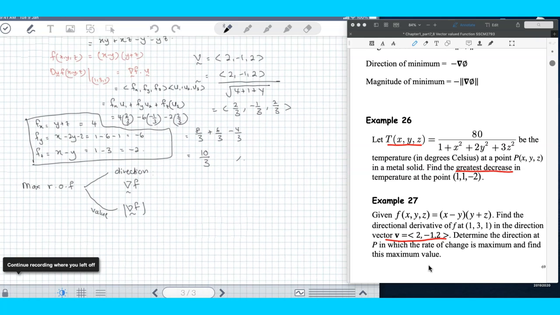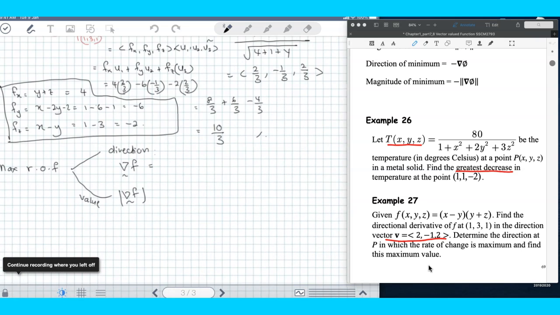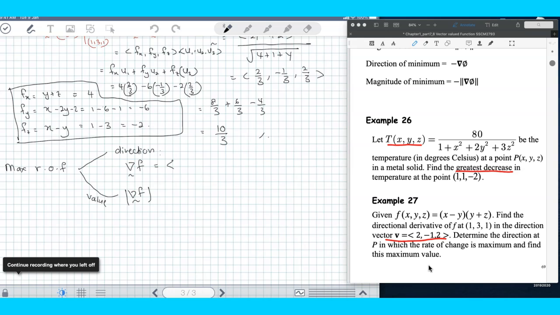So now we obtain the direction, which should be in vector form, where it is fx, fy and fz. Since we already computed the fx, fy, fz for the point given, we can just put the values 4, minus 6, minus 2, and the magnitude, where the maximum value is the square root of 16 plus 36 plus 4. Then this will give you square root of 56.